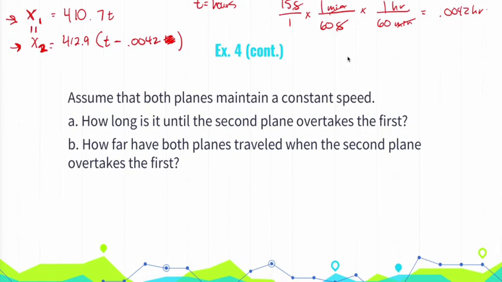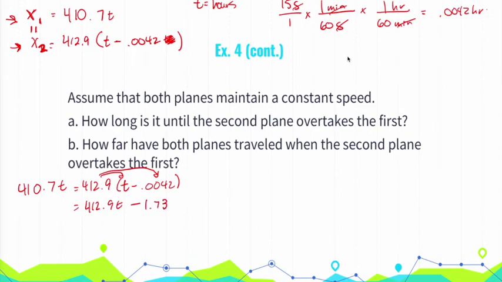So what we want to do is set x1 and x2 equal to each other. 410.7t equals 412.9 times t minus 0.0042. We want to distribute this 412.9. So this is 412.9t minus 0.0042 times 412.9, which would be 1.73. And then set that equal to 410.7t.